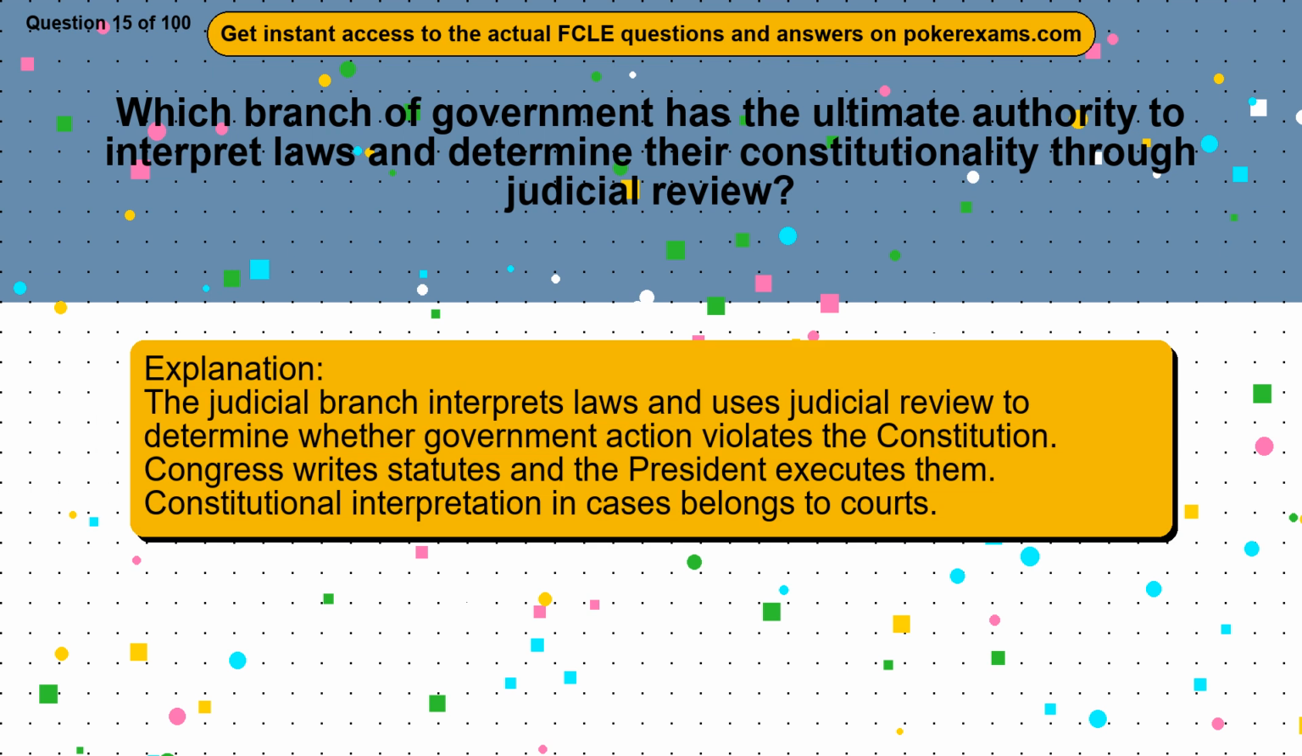The judicial branch interprets laws and uses judicial review to determine whether government action violates the Constitution. Congress writes statutes and the President executes them. Constitutional interpretation in cases belongs to courts.